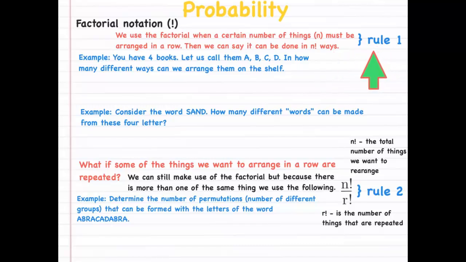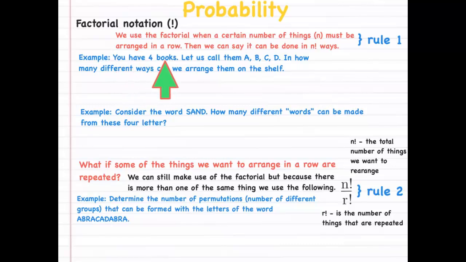Now, it's so important that you please remember, just like with the basic principle, what is the basic principle? When can we use it? The same with factorial notation. When can we use it? When we want to arrange a certain amount of things in a row. So let's look at an example.